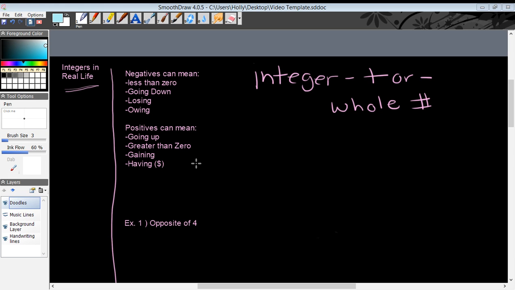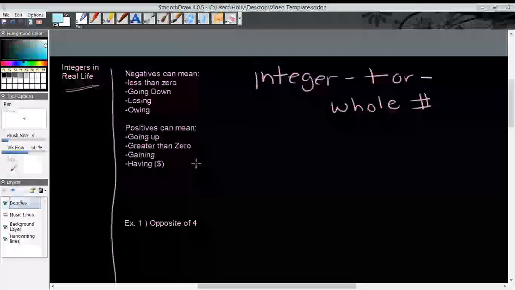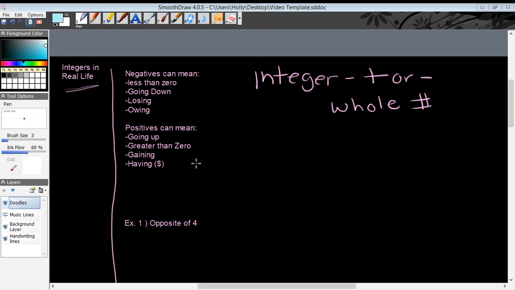Good morning again, sophomores. Today we're starting our next unit, the second unit this year, and this unit is on integers. You don't have to write down all of this, but please go ahead on the left side of your paper, write down integers in real life, and on the right side, write down this definition.